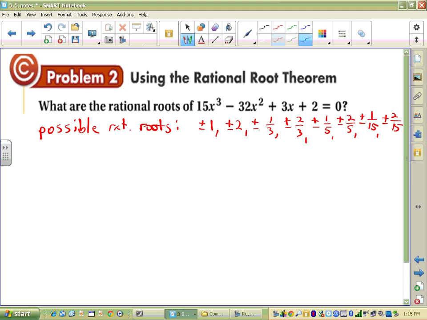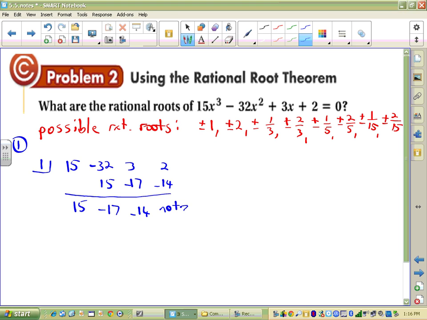So once we list the possible ones, then we're about to synthetically divide. So here we go. We got 15, negative 32, 3, and 2. And here's our first attempt. We're going to try 1. So we put a 1 in the box. And we go 15 and 15, and that's negative 17. And whatever you do, don't mess up here. Take your time. Be real careful when you do this, because if you mess up once, you're going to do way too much work. We get negative 17, we get negative 14, we get negative 14, and we get not 0. Okay? So that makes us pretty disappointed. We're sad because that didn't work out.